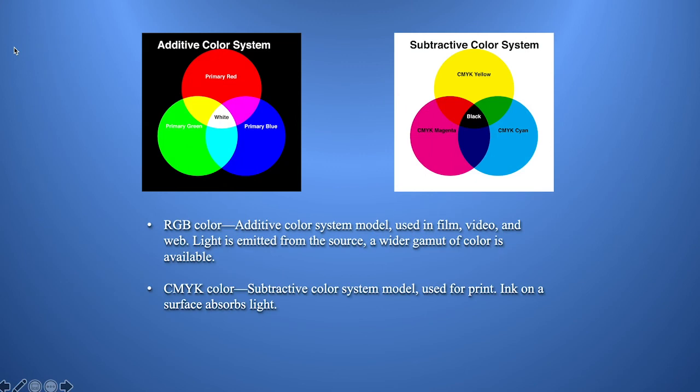Color systems. RGB color, additive color system model, used in film, video, and web. Light is emitted from the source. A wider gamut of color is available. Remember, if you use the presets for film and video in the programs we've been using, then you'll be able to use it correctly. It will make the correct type of color system. CMYK color, subtractive color system model used for print. Ink on a surface absorbs light. Fewer colors are available.